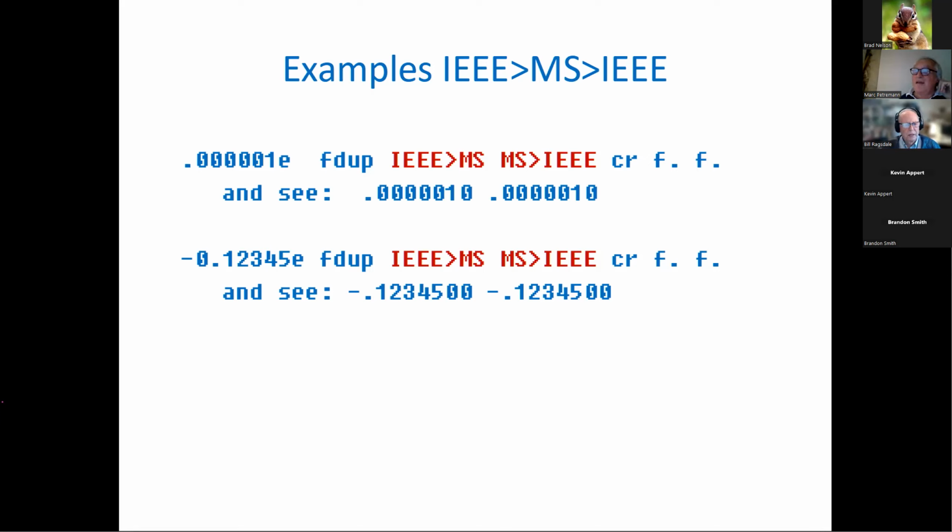As a test for negative numbers, again the same, we have a decimal negative 12345, and it goes through the whole process, and again we get the same output. Very, very comforting when I saw that.